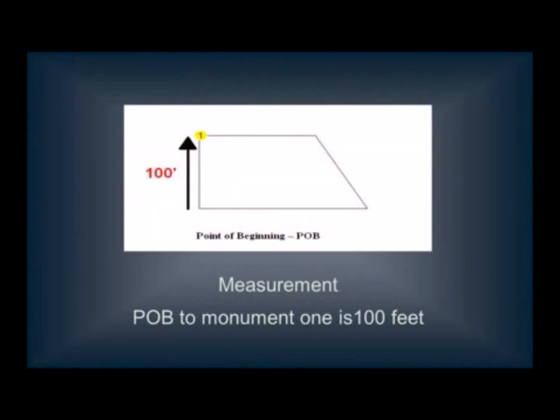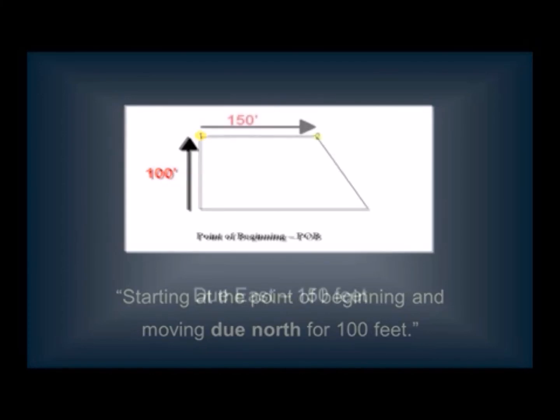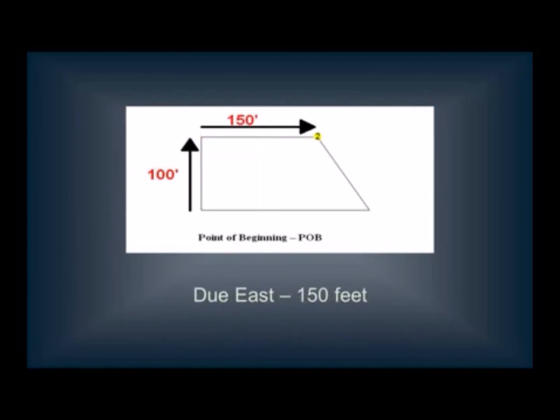The measurement from the point of beginning to Monument 1 is 100 feet. So that legal description would read, starting at the point of beginning and moving due north for 100 feet. Monument 2 is due east for 150 feet. The next description is a bit more complicated, so please listen carefully.